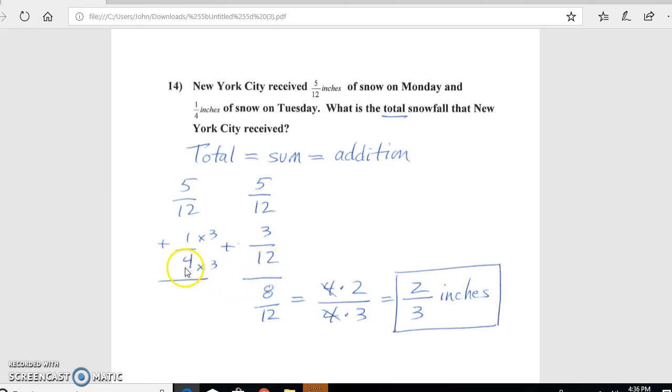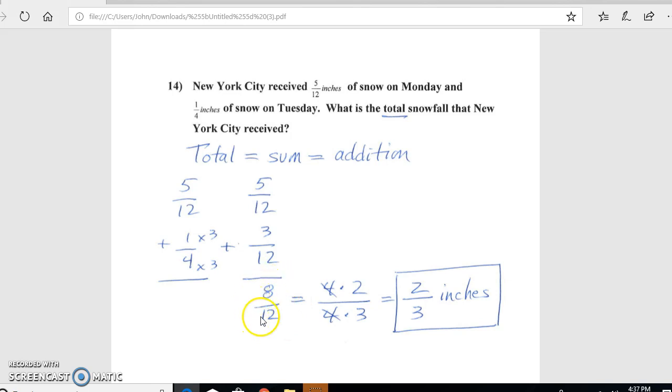So 4, I need to multiply that by 3 to get the 12. And so I multiply by 3 on the top as well, and I have 3/12 on this second fraction. And now that I have the common denominators, I can add the numerators. 5 plus the 3 gives me 8.